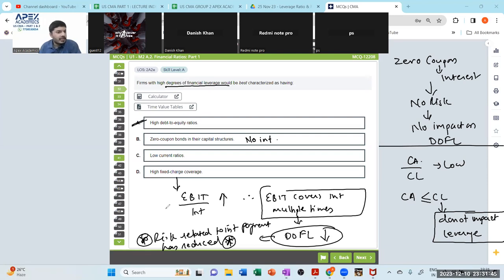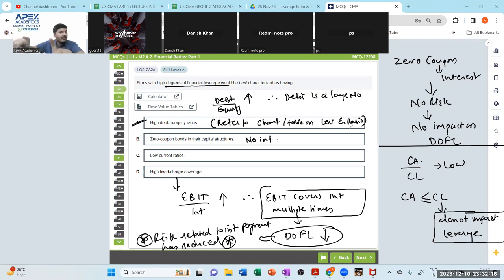Yes, sir. So if there is a high debt to equity ratio, means debt upon equity is high. Therefore, obviously debt can be greater than or equal to, means debt is a large number. For this, refer to chart or table on leverage and ratios. Remember in that MCQ side, that table I had written.